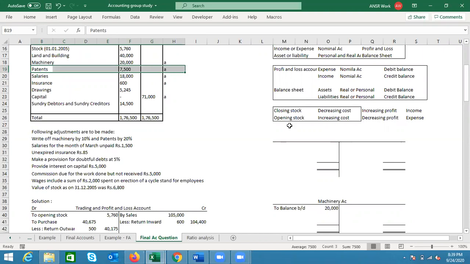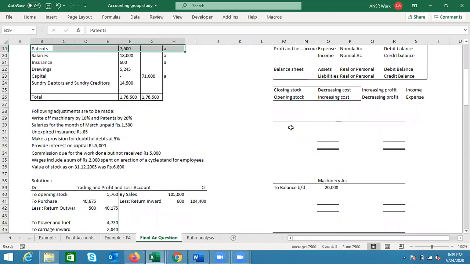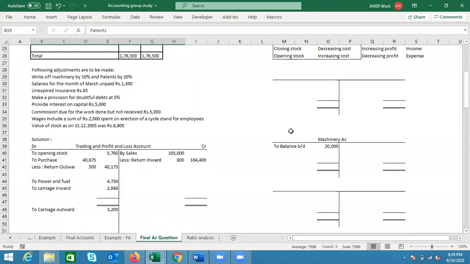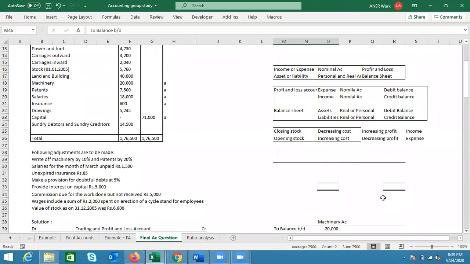Similarly, there is an adjustment for it, so we'll prepare the ledger. Instead of updating in the trading profit and loss account or balance sheet, we'll prepare a ledger for it. It will also come in the debit side. Perfect. A debit balance comes in the debit side.